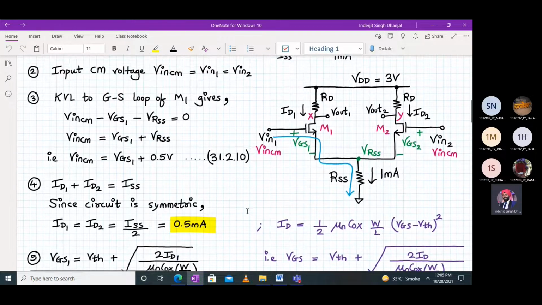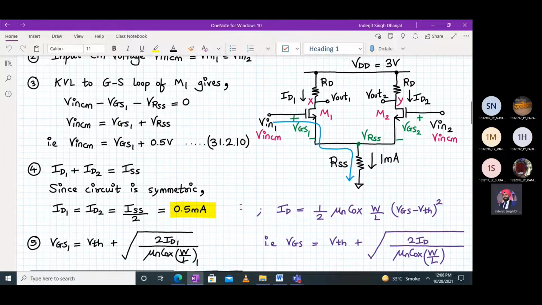So we also assume that, since the circuit is symmetric, ID1 plus ID2 is equal to ISS. Okay, provided here you get a constant steady current. So ID1 is equal to ID2 is equal to ISS by 2 because we are assuming M1 and M2 are both symmetric. So they will carry 0.5 milliampere of current. So we got a value of ID1 and ID2 which is equal to ISS by 2.